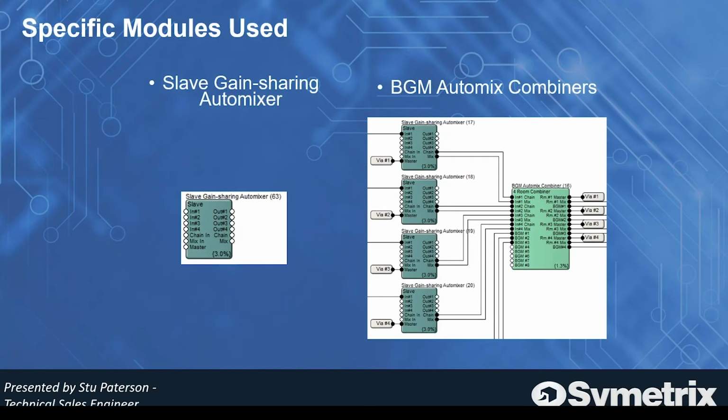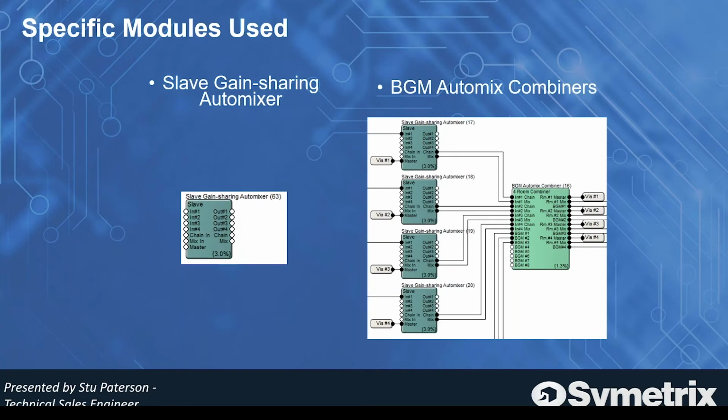So these gain sharing auto mixers, their sources are the individual rooms. And that's how they are configured to go into the Automix Combiner. We also have, you can not see on the bottom there, BGM. BGM is background music. So we have 4 background music sources, or in this case 3, that are being sent into the Automix Combiner.